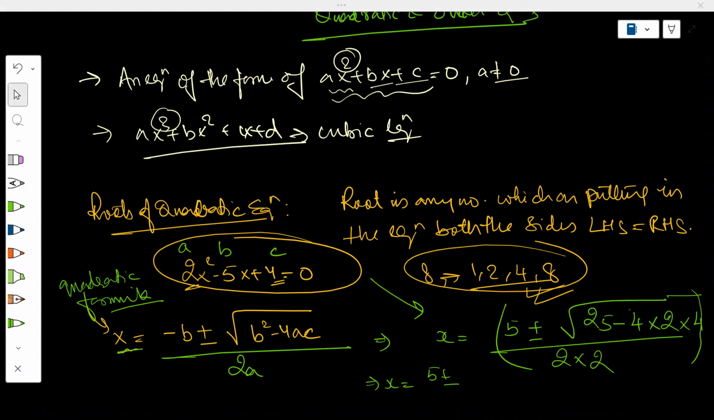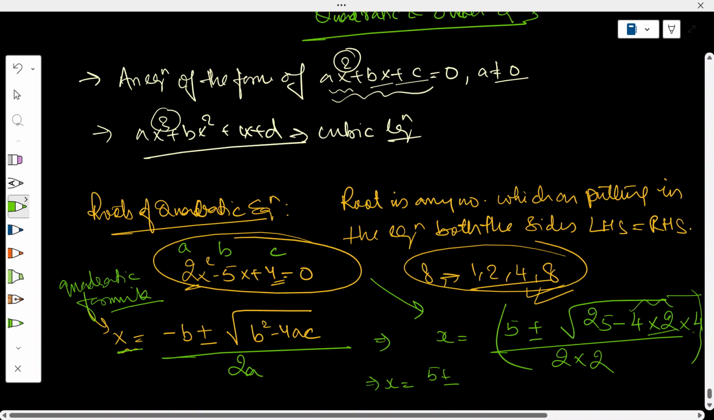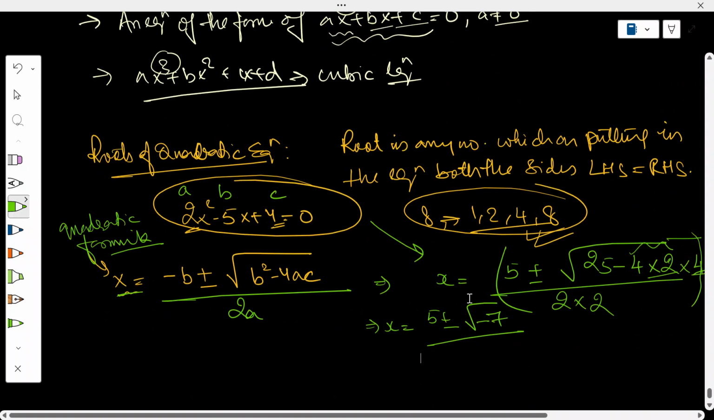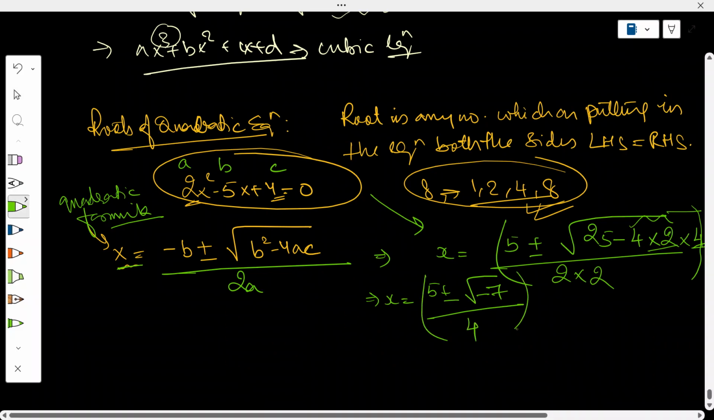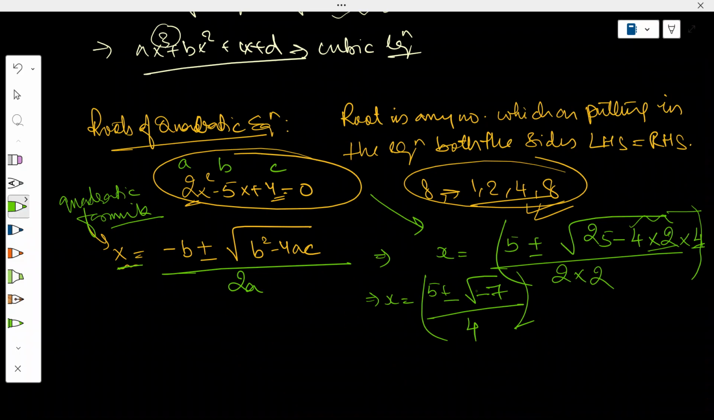So 4 times 2 is 8. 8 times 4, 32. So basically we are getting under root minus 7 and divide by 4. So it says the first root, or one of the roots, is 5 plus or minus under root 7 by 4, and the second will be 5 minus under root 7 by 4.